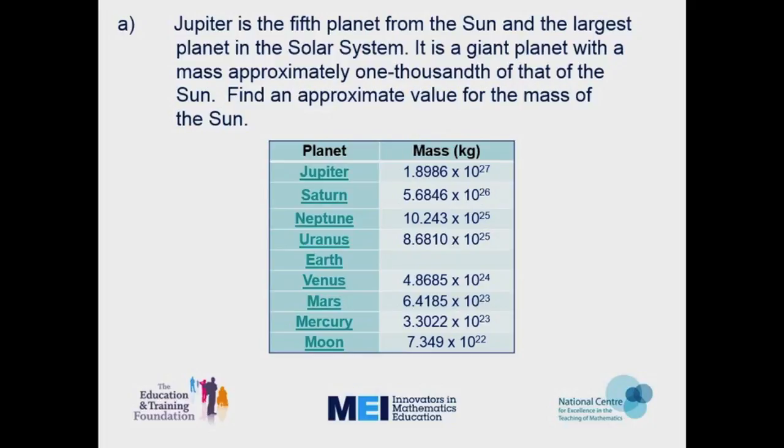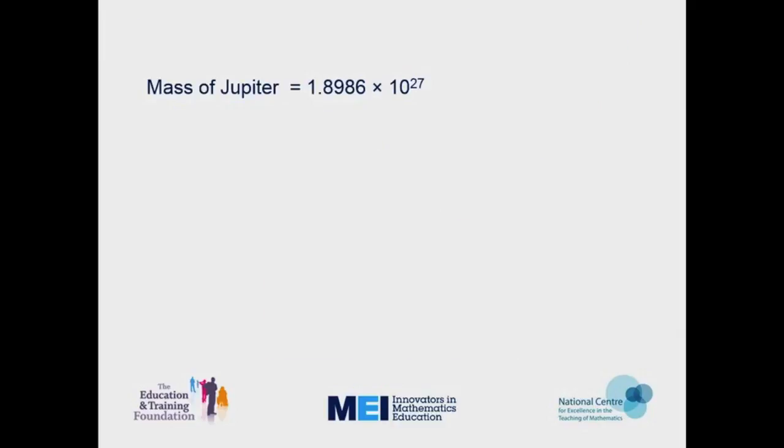Well, in questions like this, what you need to do is consider what the important pieces of information are. The first one is the mass of Jupiter, and the second one is the fact that this is 1,000th that of the Sun. So let's write down the mass of Jupiter to remind ourselves of what it is, which is 1.8986 times 10 to the 27 kilograms. And to work out the mass of the Sun, I will take this and multiply it by 1,000 because it's 1,000 times heavier than the mass of Jupiter.